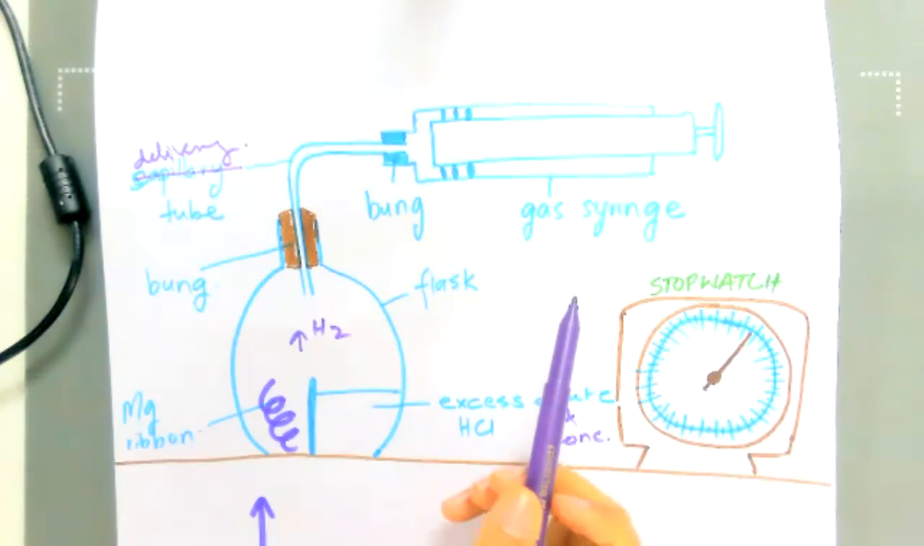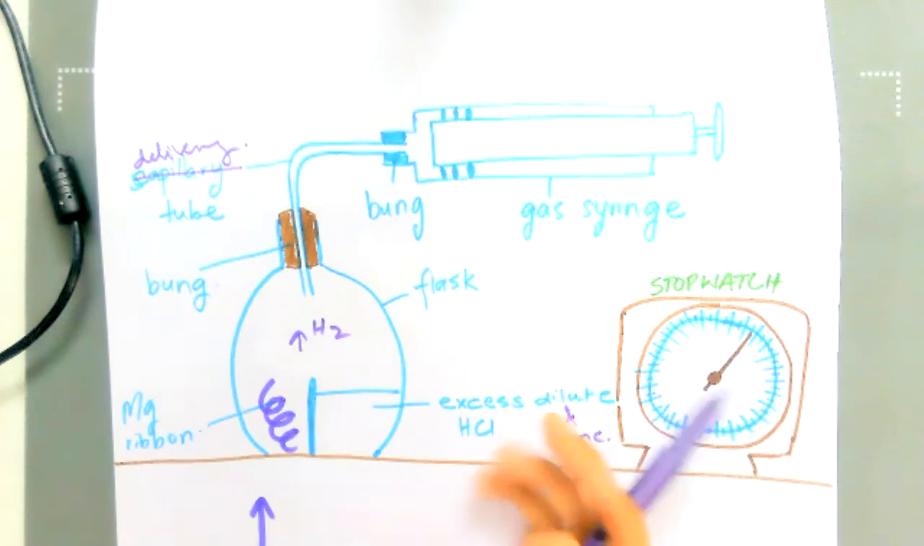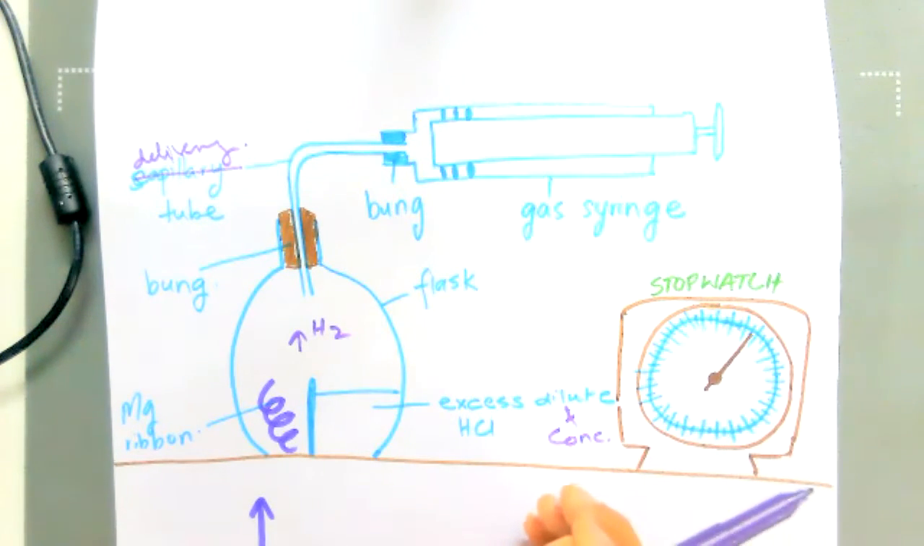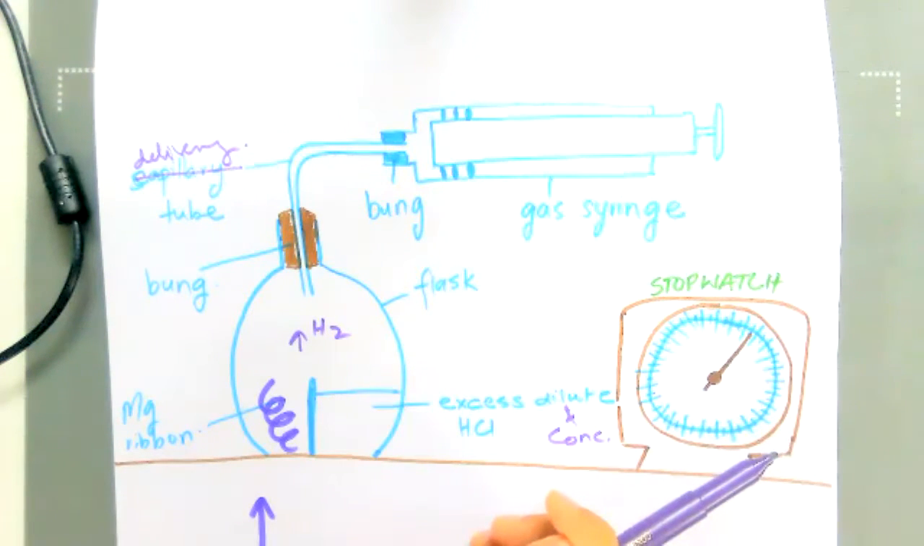Okay, what's the purpose of separating the acid from magnesium? Can anybody tell me? Why did we separate the acid from the magnesium ribbon at the start of the experiment? Can anybody guess? It's easy. Yes, Nabil. So that they will not react when they get into the gas syringe.